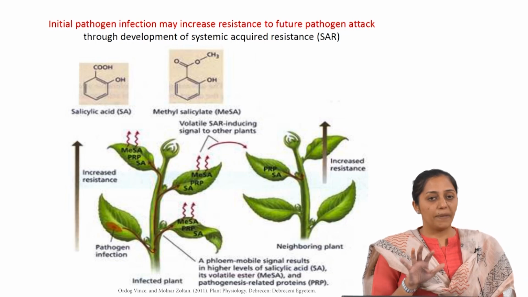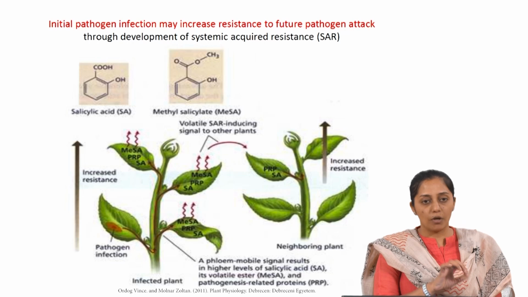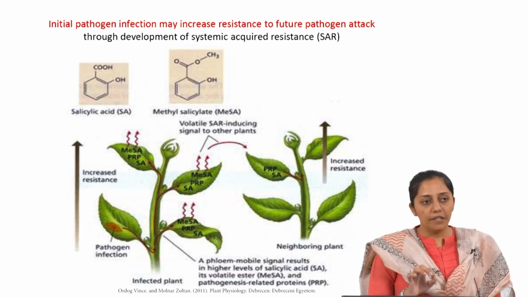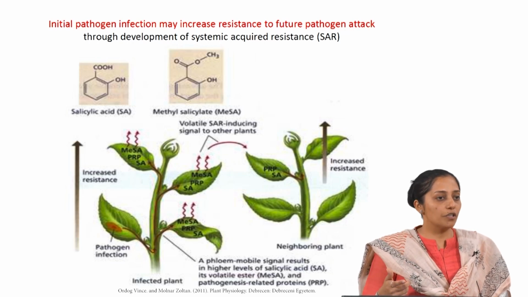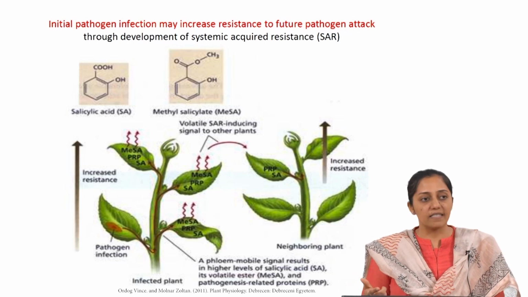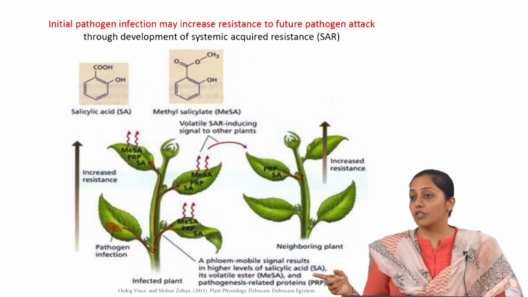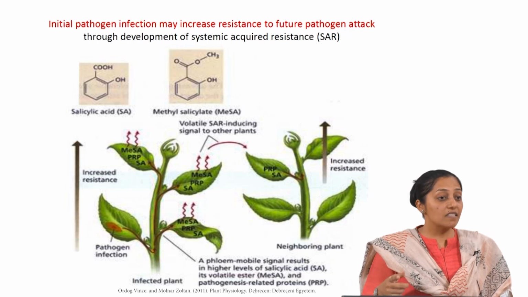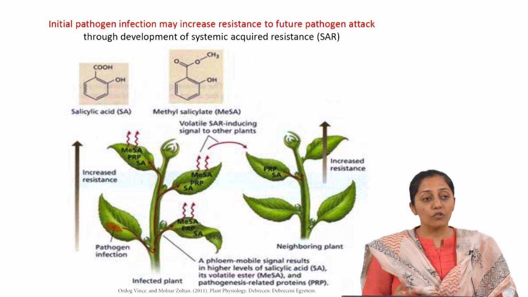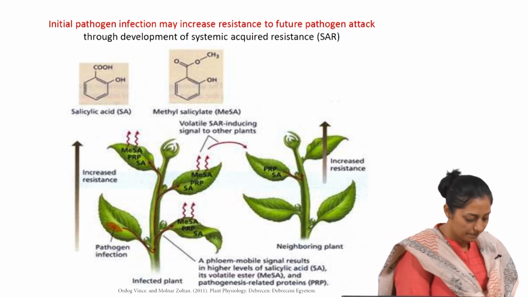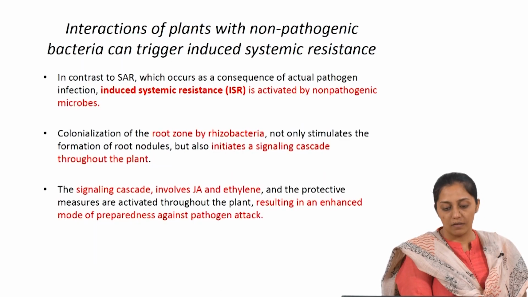So, this is a picture which can demonstrate systemic acquired resistance. Upon infection, from the site of infection, it induces a phloem signal which further accelerates the production of salicylic acid or methyl salicylate, and then it elicits the production of PR proteins. What are PR proteins? Pathogen related proteins. So, this is what systemic acquired resistance is.